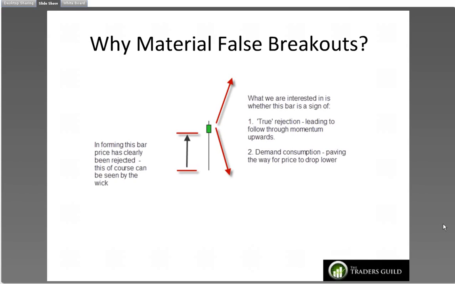Okay, so that's one of the reasons why I look for material false breakouts, because there can be uncertainty whether a false breakout is supply and demand consumption or a true false breakout, i.e. a true rejection leading to a continuous rejection. And with small false breakouts, especially when going against strong trends, there can be a lot of uncertainty regarding this. So that's why I look for material false breakouts, because the bigger the rejection, the less likely it is to be a supply and demand consumption bar, and the more likely it is to lead to a true rejection, i.e. a true false breakout and the order flow taking over.